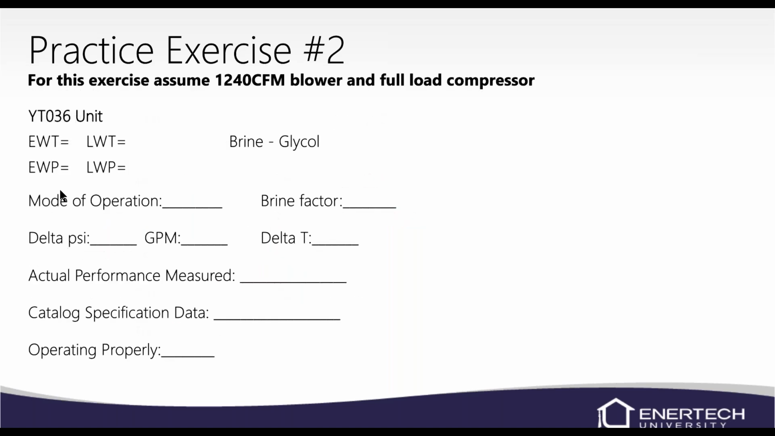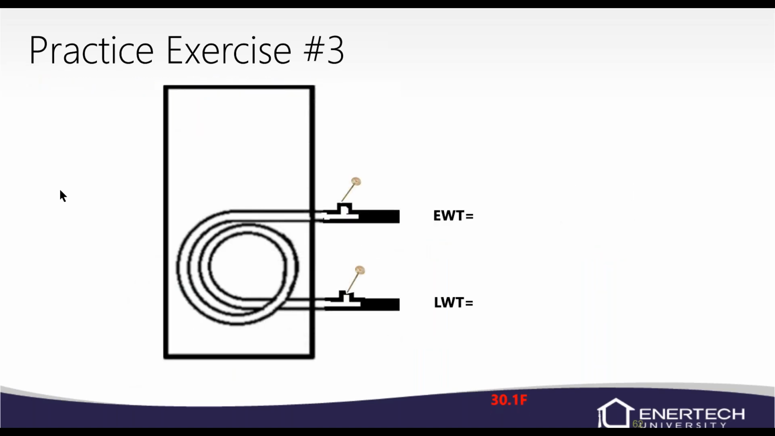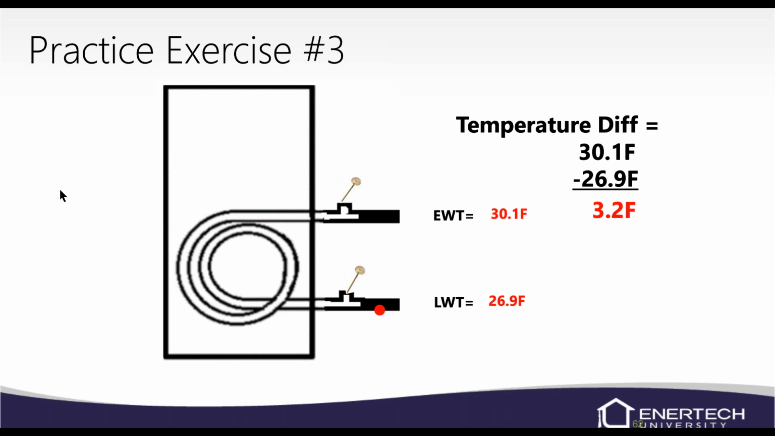Here's one more exercise. I think it's the last one. Here we've got a 3-ton unit, 1,240 CFM, and we've got glycol in the system. Entering water pressure 18, leaving at 15. So it's pretty easy to do the math on that. We got a 3-pound pressure drop. Entering water temperature 30, and we're leaving at 26.9.